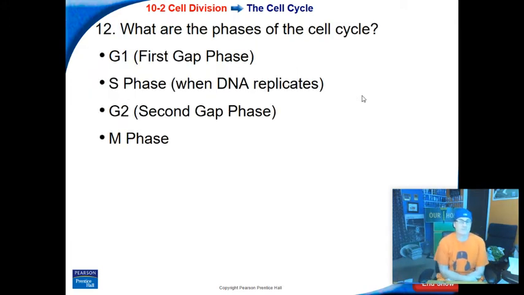Okay, phases of the cell cycle. So you got the G1, you got the S. That's when DNA replicates. You're going to need to remember that for the test. You got the G2. And then the M phase is actually mitosis.